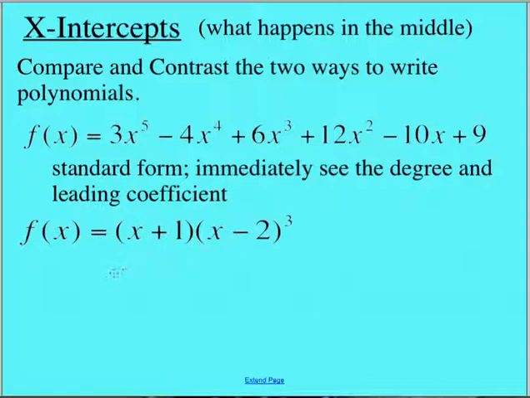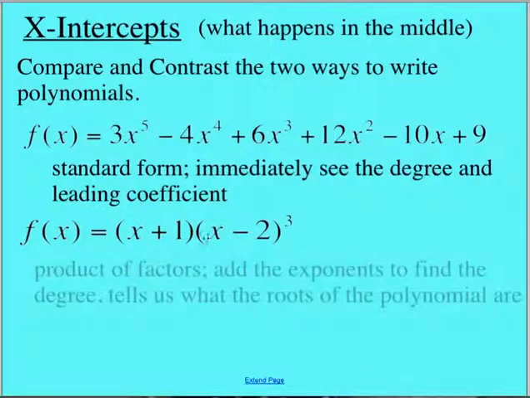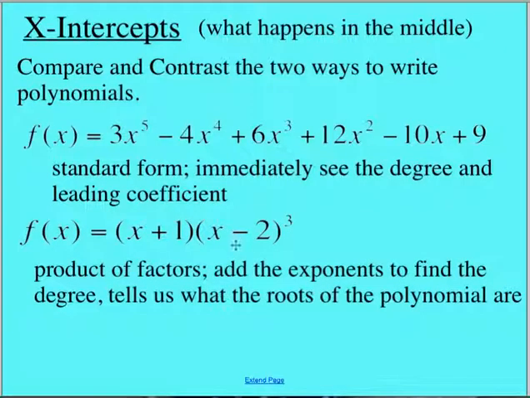The other way, the product of factors, is really nice because if you add the exponents, it gives you the degree, and this also tells us where the x-intercepts are. So if I use the zero product property, x plus 1 equals 0, that means I have an x-intercept at -1, and then x minus 2 equals 0, I have another x-intercept at 2. So this is telling me what's going on in the middle, but I can also tell what the end behavior is doing.